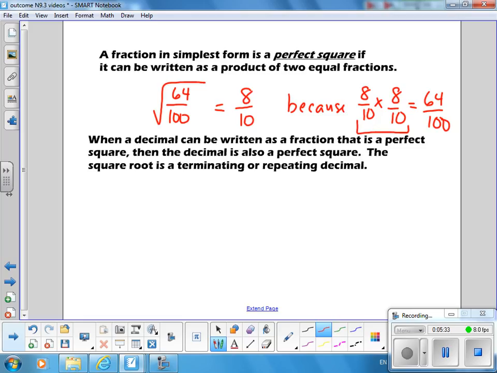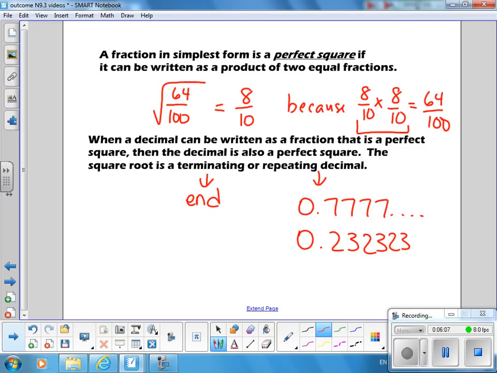When a decimal can be written as a fraction that is a perfect square, then the decimal is also a perfect square. So if you have a decimal and you change it back into a fraction and that fraction is a perfect square, then the decimal also was. However, the other way of looking at it is if you find the square root of the decimal value, it either terminates or repeats. Terminates means it's got an end, and repeat is a pattern that never ends. It could be 2, 3, 2, 3, 2, 3, etc. Those would be repeating decimals.